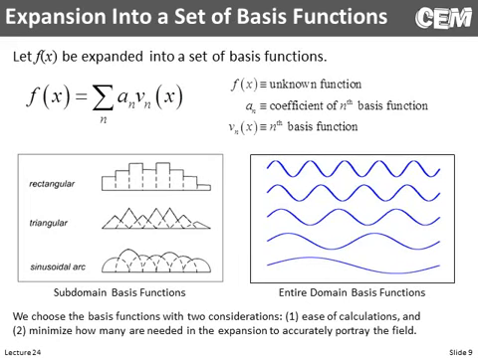So there's two different broad categories of these basis functions. We can choose basis functions that exist everywhere. So when we do Fourier series, we're decomposing a function into sines and cosines that exist everywhere, over all time and space. Instead, we could also expand into basis functions that don't exist everywhere. They just exist at little tiny points.